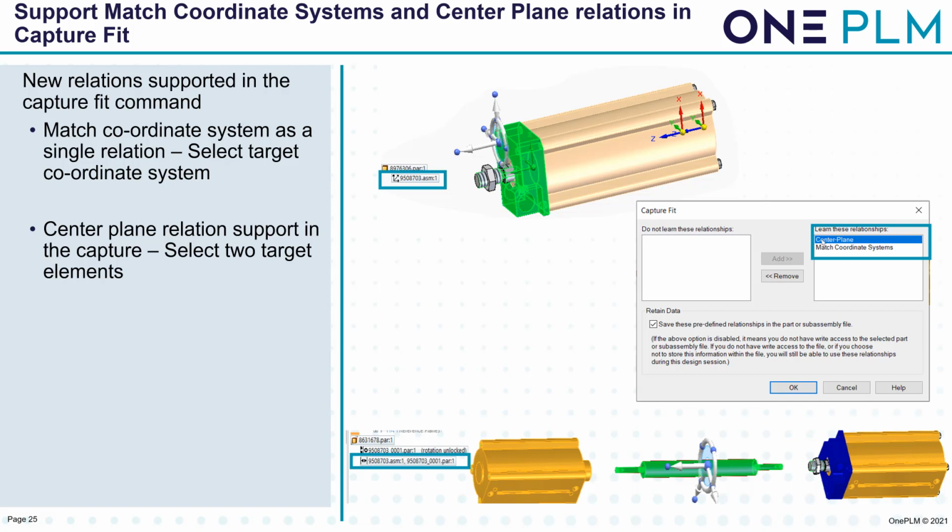You've then got to go and select the two target elements that you want that to go to. Because remember, it's always the first one is single or double, chosen from the drop-down list, and then we can choose where that is going to go. So a much easier and faster way using these newly added relationships available in capture fit.